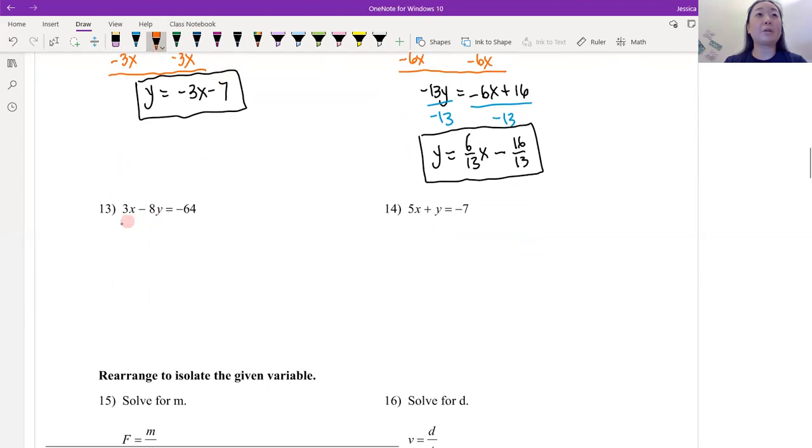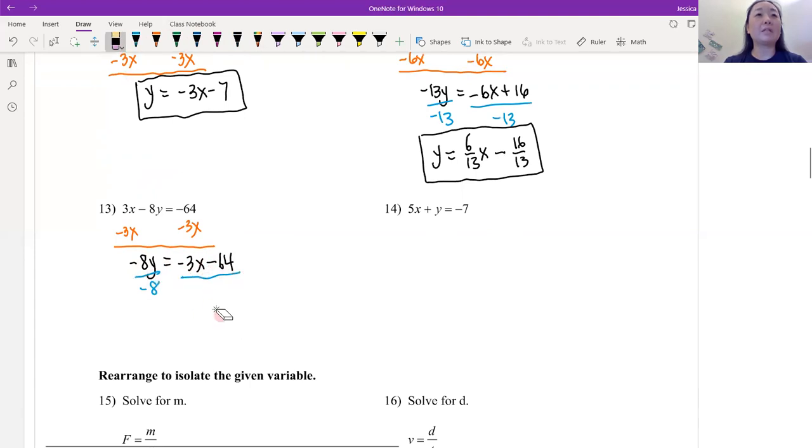Right, so again, we're going to be subtracting 3x on both sides. And we get negative 8y is equal to negative 3x minus 64. Now we're going to divide by negative 8.